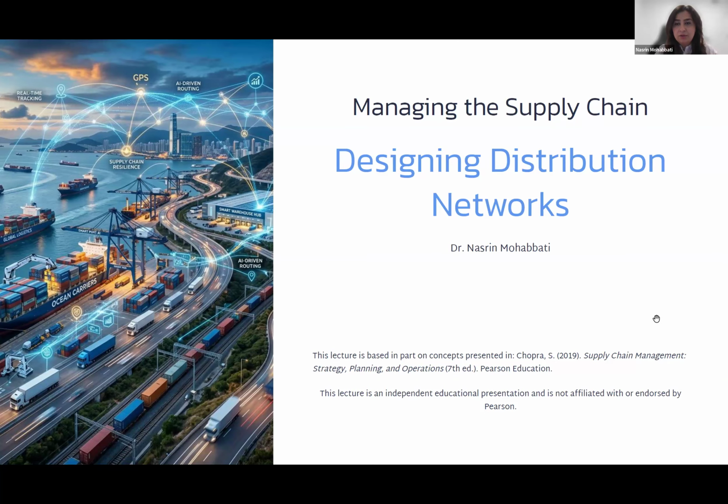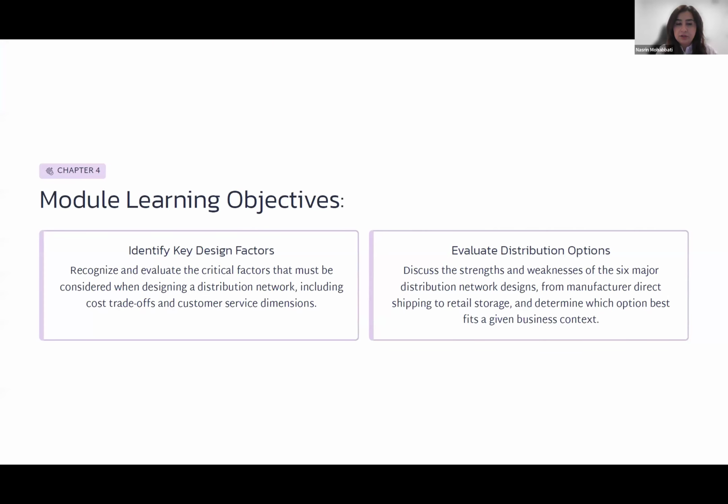In this chapter, we will talk about the key design factors that will affect how we are designing the entire distribution network. Also, we're going to talk about different kinds of networks that already exist, which businesses and supply chains are built on, as well as their weaknesses and strengths. So we're going to talk about some real world examples in this chapter.